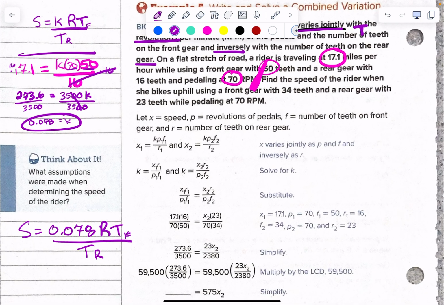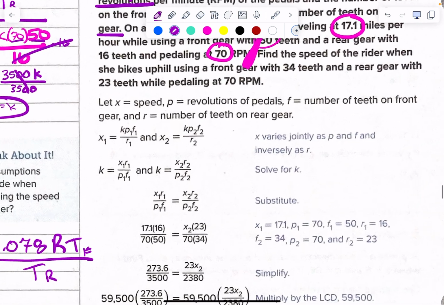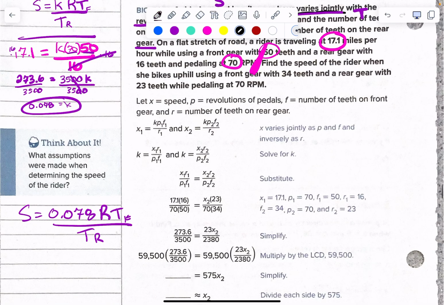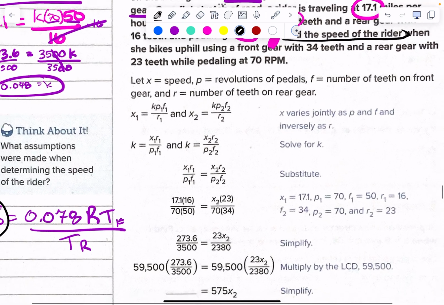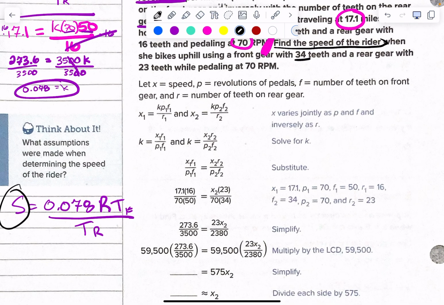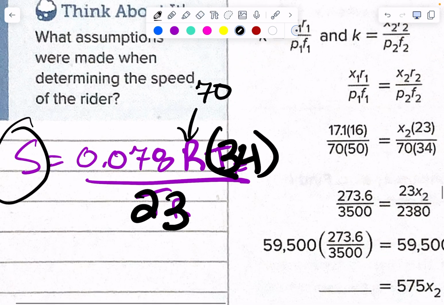You leave in 5 minutes. All right, here we go. Find the speed of the rider. We're trying to solve for S. When she bikes uphill using a front gear with 34 teeth, so I'm putting 34 in for front. The rear gear has 23 teeth, and the pedaling at 70 RPM. So 70 goes there. We're just solving for S. So this guy times 70 times 34 over 23.